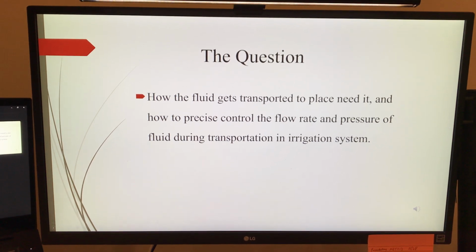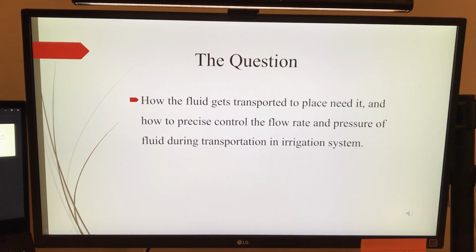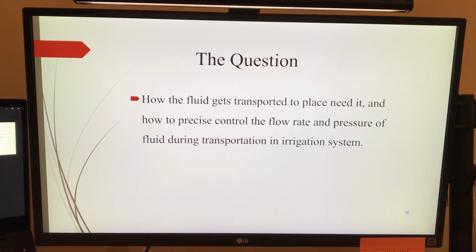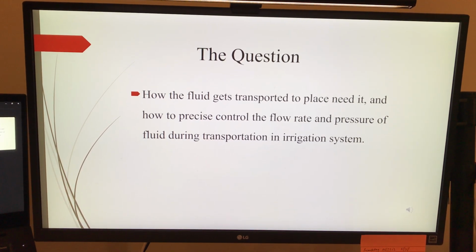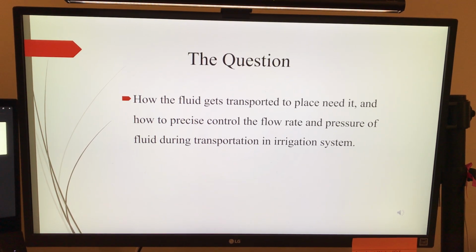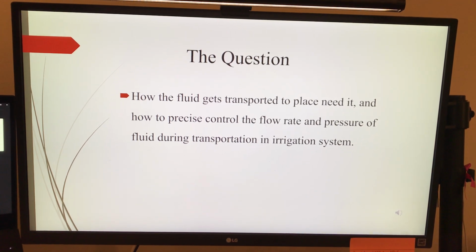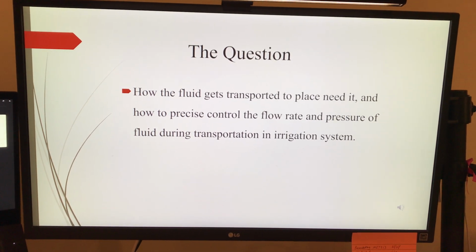So the BQR question I did is how the fluid gets transported to the place needed and how to precisely control the flow rate and pressure of the flow during the transportation in the irrigation system.